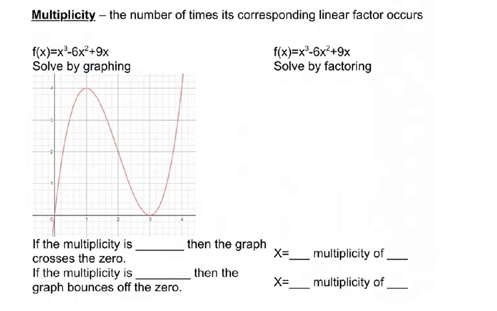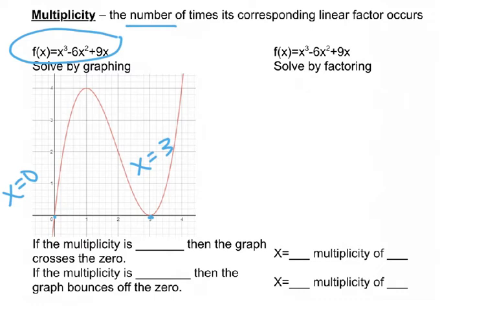Okay, so now let's talk about something called multiplicity. So multiplicity is the number of times its corresponding linear factor occurs. I know that doesn't really make sense right now. So if you look at this example, I've already drawn the graph. It hits the x-axis here and here. So we know x equals 0, and we know x equals 3.